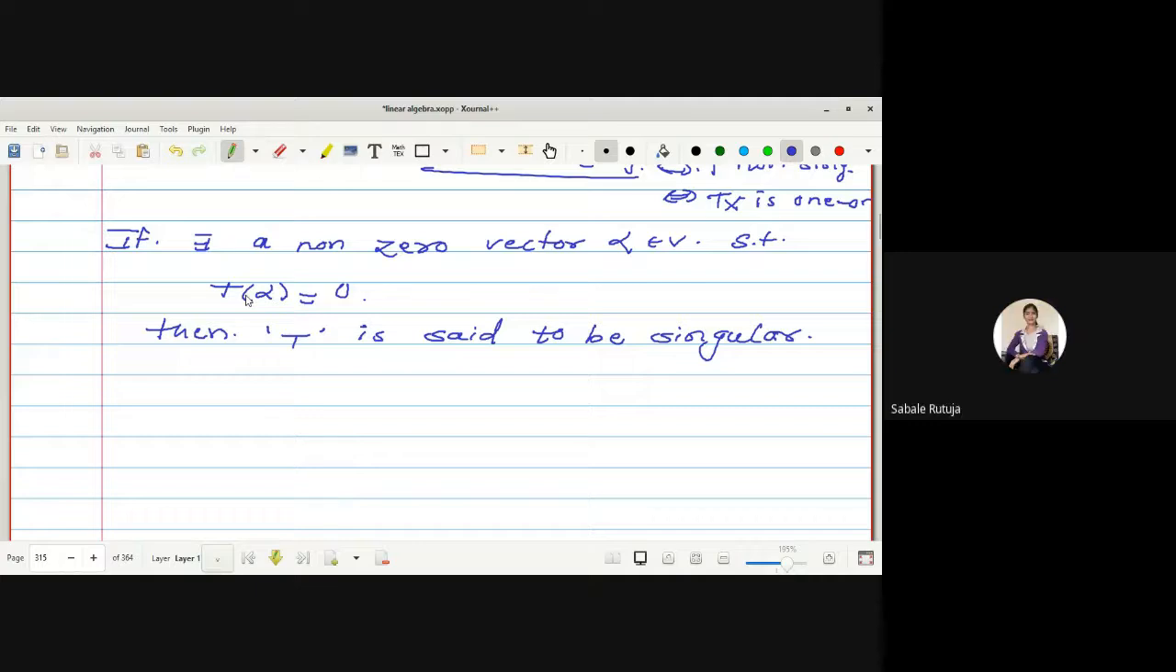Okay. Let's try the theorem. We will see in the next lecture. Okay. For today.